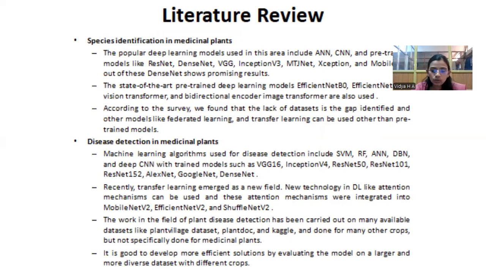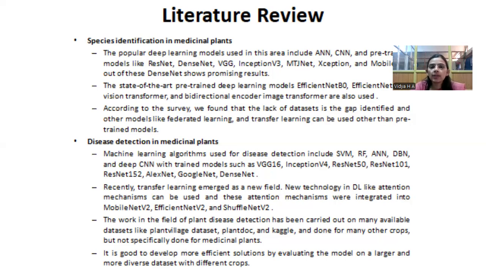In the literature review, it is done for both species identification in medicinal plants and disease detection in medicinal plants. Coming to species identification, the popular deep learning models used in species identification are artificial neural network, convolutional neural network, and pre-trained models like ResNet, DenseNet, VGG, Inception V3, MTJNet, Xception, and MobileNet. And out of these models, DenseNet shows promising results.